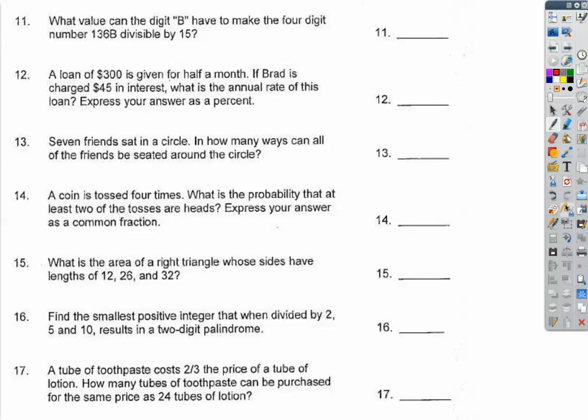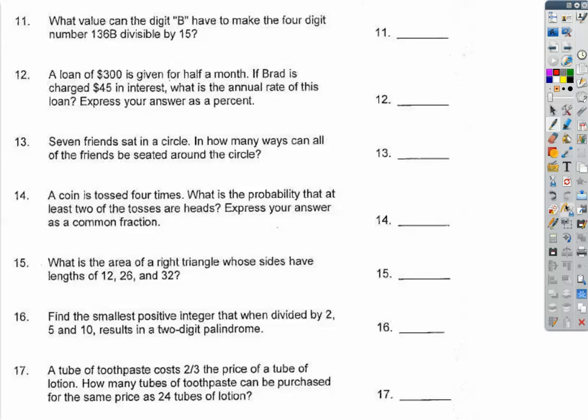Okay, what value can digit B have to make the four-digit number 136B divisible by 15? Well, to be divisible by 15, it has to be divisible by 3 and 5, right? Because 3 and 5 both go into 15, that's the prime factorization. So right away, we can eliminate all the values of B other than 0 and 5. So that deals with the divisibility rule for 5.